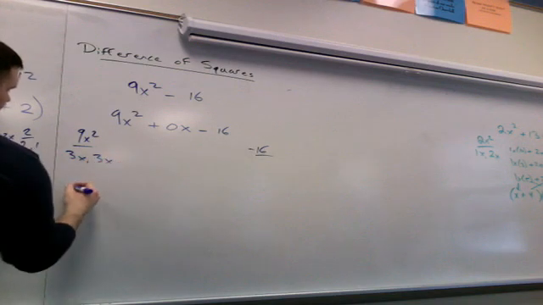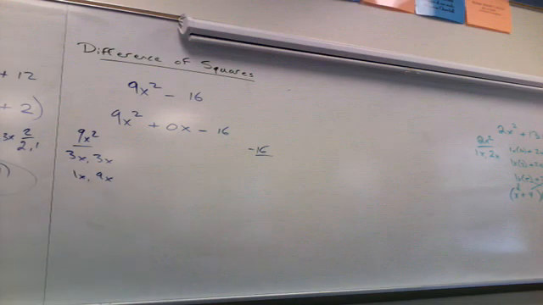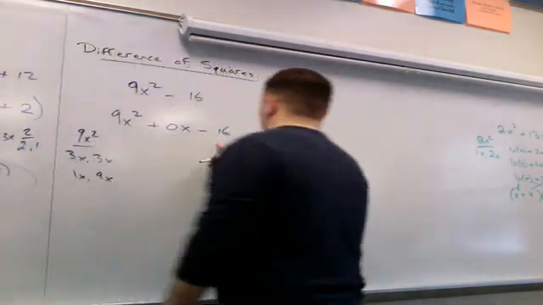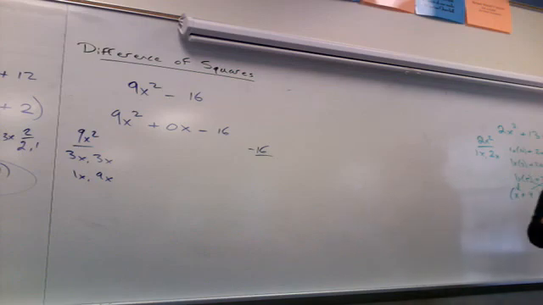3x, 3x, 1x, 9x. Anything else? Nope. What are the factors of negative 16? Remember, the 16 is negative, so each group must have one negative, right?